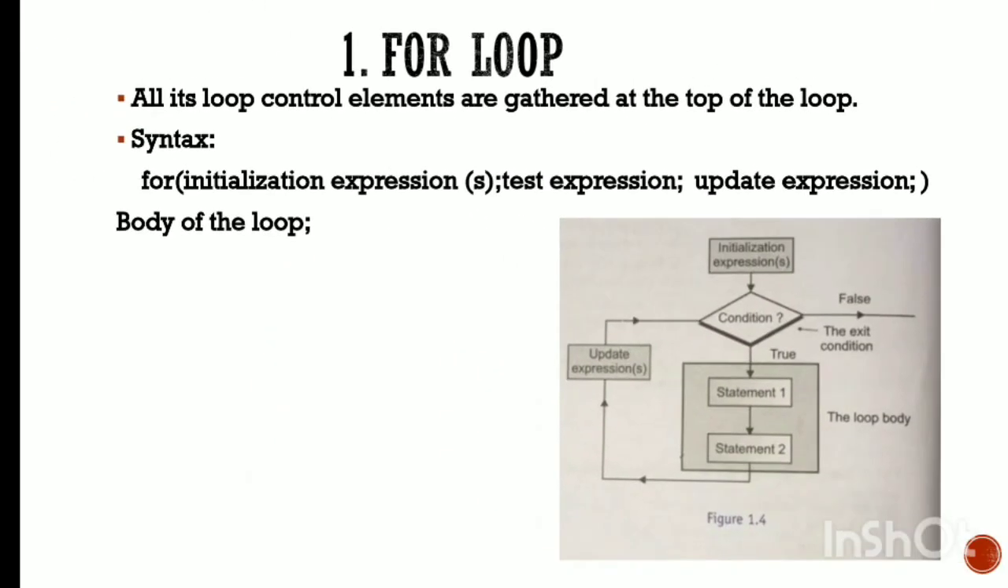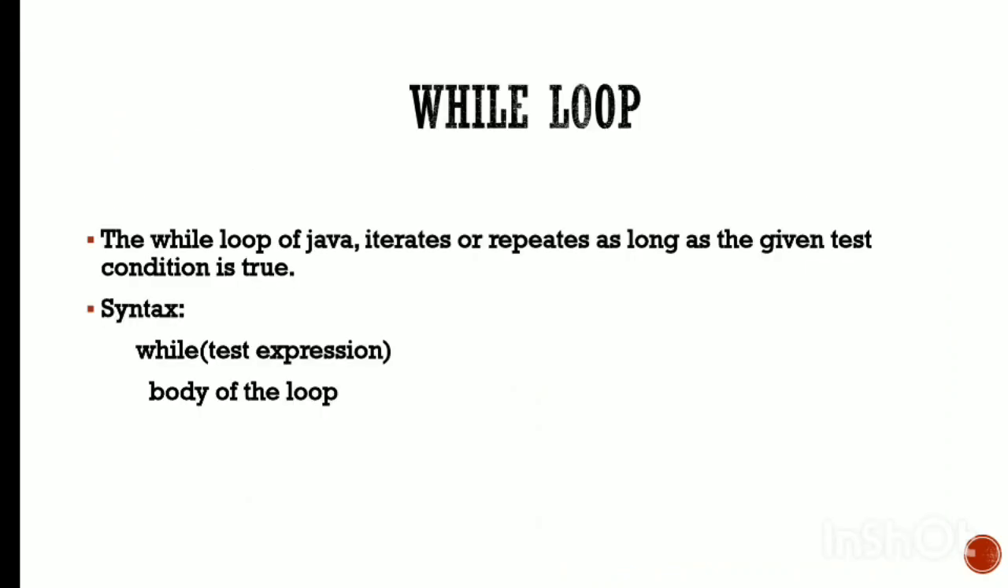Now we are moving to the next slide. The second one is the while loop. The while loop of Java repeats as long as the given test condition is true. Here we have the syntax: while, test expression, then the body of the loop. How does it work? It continues to execute the program until the condition is false.